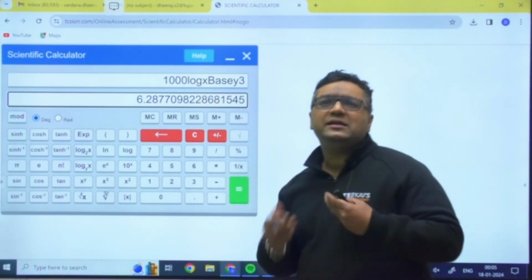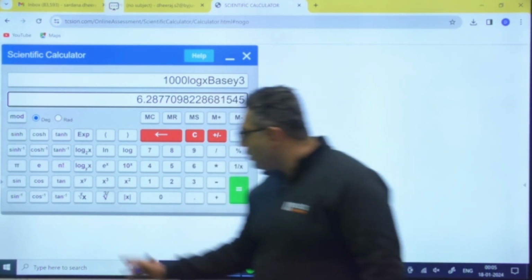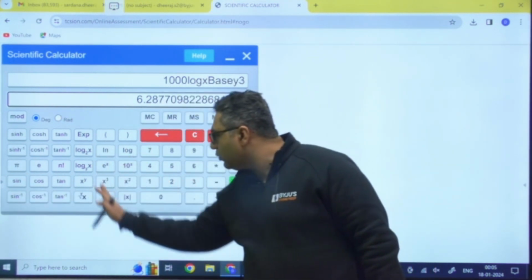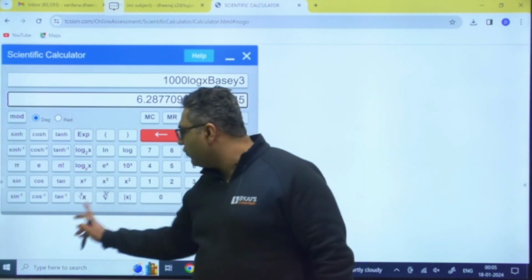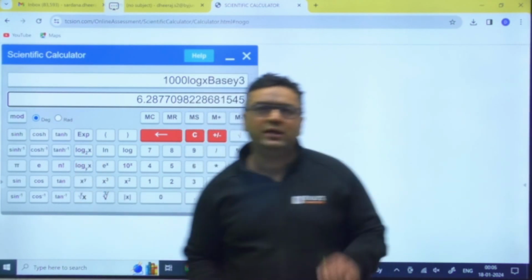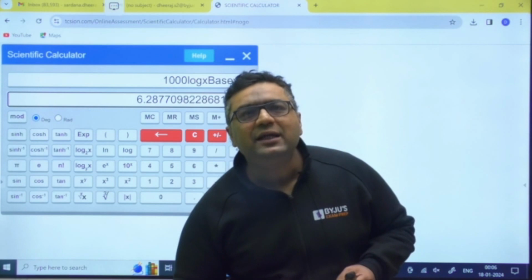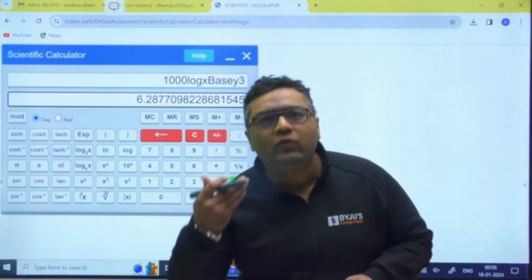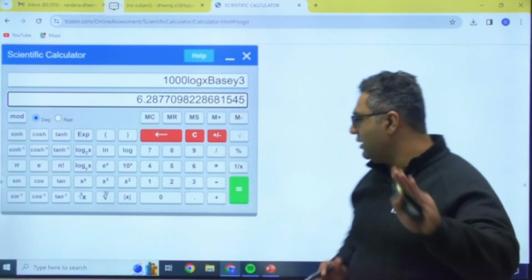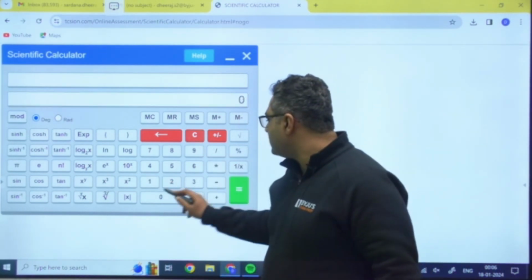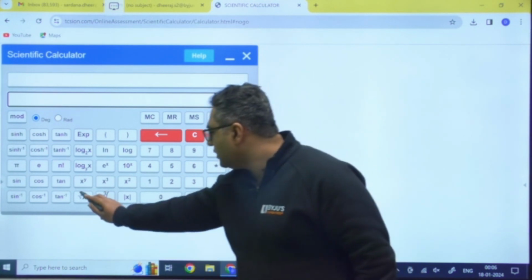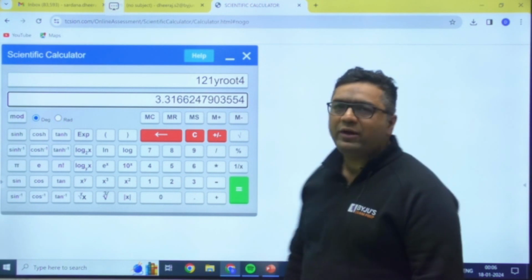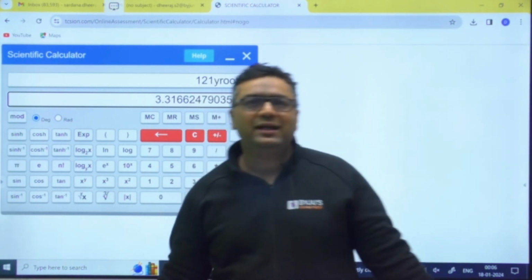So it is very easy to remember. How? Because if you are talking about these functions, here only x is there. Here we need two values now, x and y. So you can remember like this. Let us say you want to go for the fourth root of 121. So what is x? 121. What is function? This. What is root? 4. So you would be getting 3.3166.